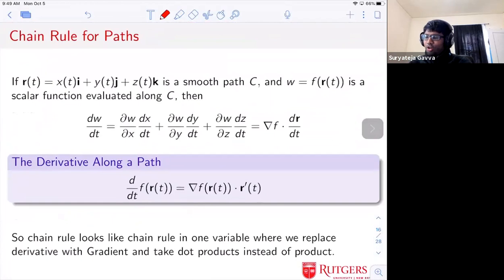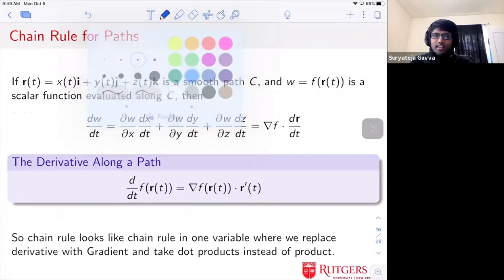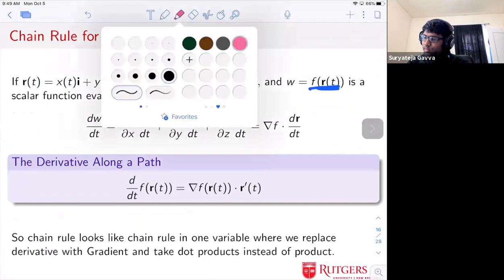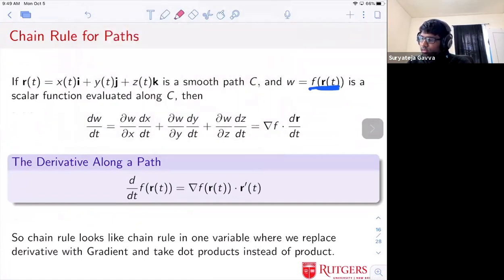Then there is something called the chain rule for paths in your textbook. It's not really different. It's the same thing. So if you want to compute the derivative of a function f of r of t, a function which depends on r of t, and r of t is a function which is x of t, y of t, and z of t, right?